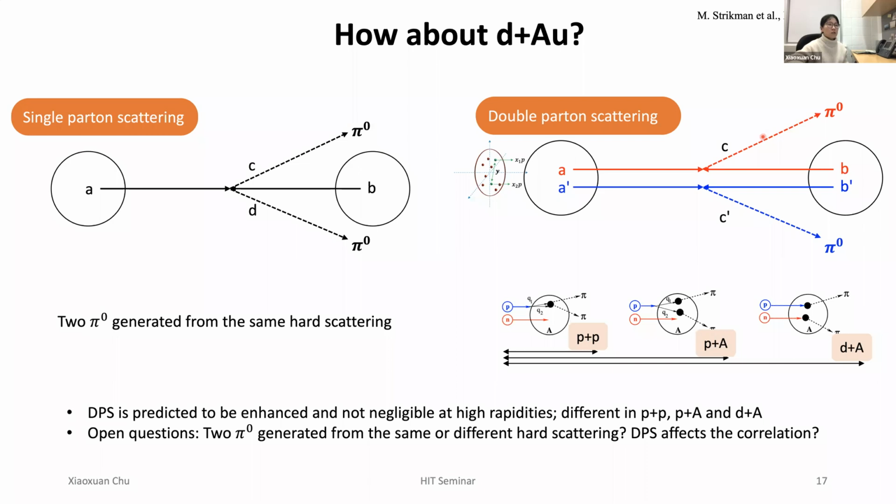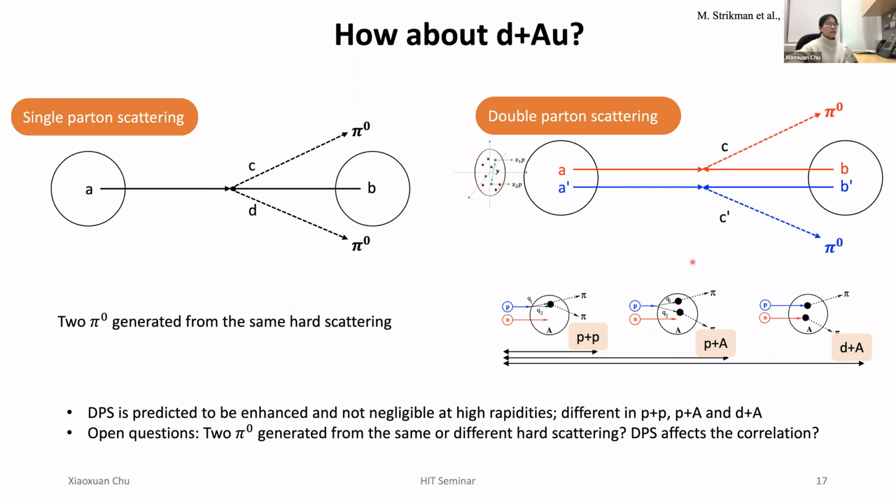If there are two hard scatterings, let's say A and A prime or B and B prime, they are not correlated. So the two pi zeros generated would also not be correlated, and that would not affect the measured correlations we are using as STAR data. But if from the initial state, A and A prime or B and B prime are correlated, these two produced pi zeros can be correlated, and this correlation can be a background to what we want to measure from this physics.